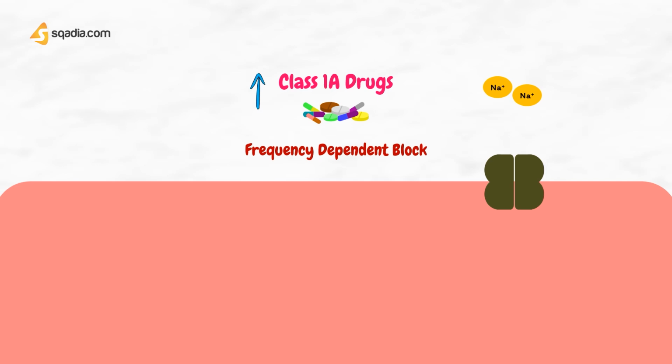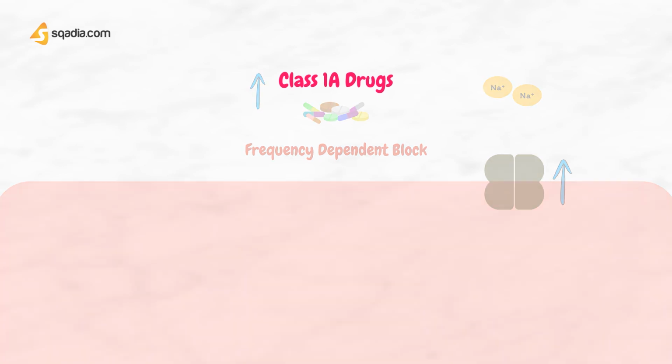During diastole, when the sodium channels are closed, Class 1 agents dissociate relatively slowly, in less than 5 seconds, and so if the frequency is high, the drug is still bound to the channel, which therefore cannot contribute to the action potential.